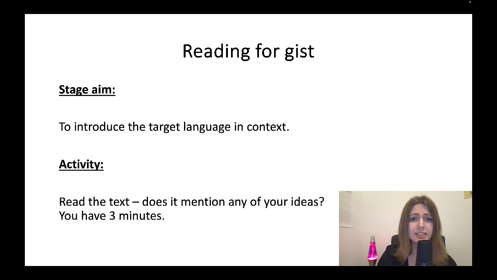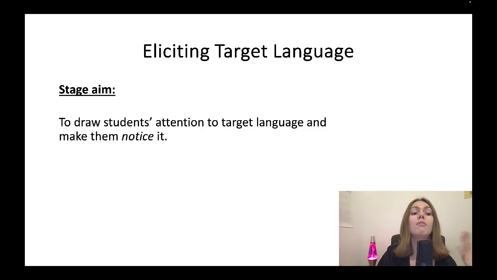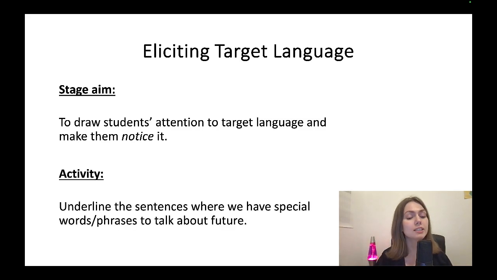Now, they read for gist. Now I need them to notice my target language, right? So I'm teaching, it's a grammar lesson. I'm teaching ways of talking about future. So the whole point is for them to notice the language. A task that I could potentially use here would be, right, look at the text that you just read, underline the sentences where we have special words or phrases to talk about future. I would do it with a stronger class or if I had more time, but it's another flexi stage.